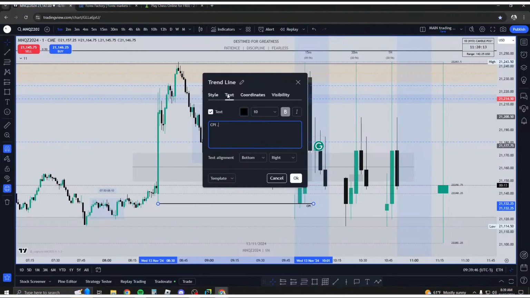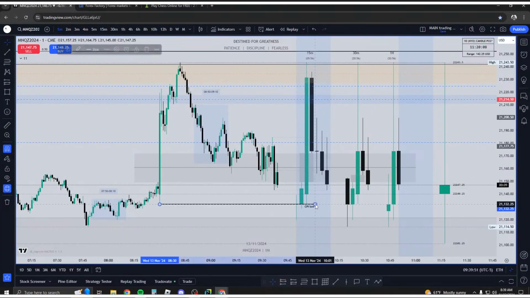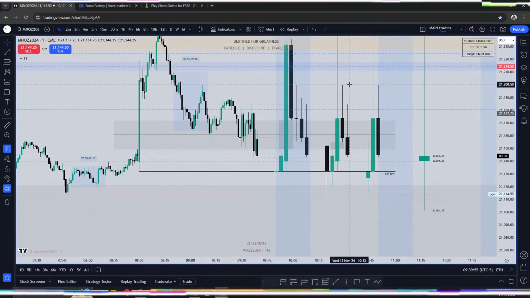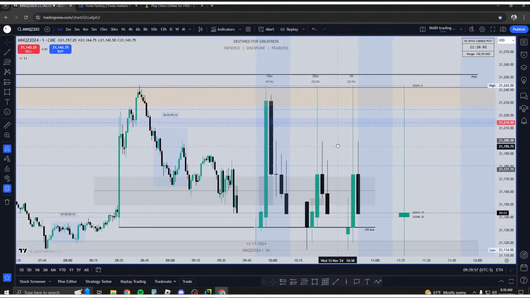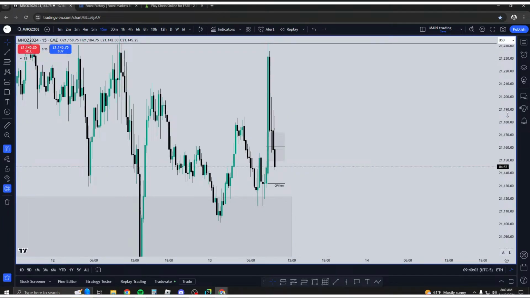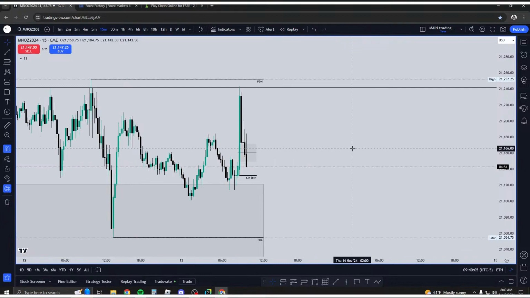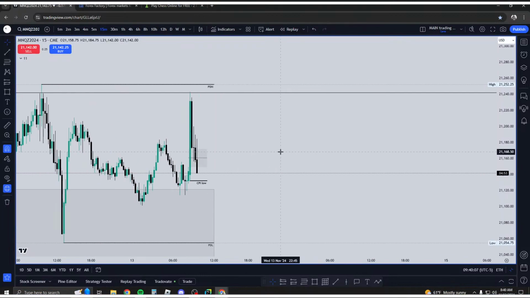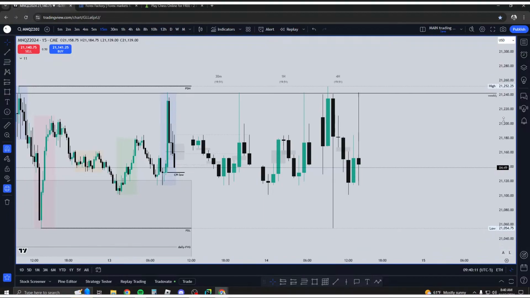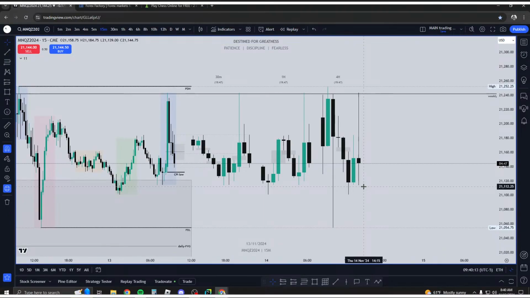Here's the CPI lows. CPI low at, I'll put it at the 11 o'clock hour. Alright, so let's see how we look. How are we looking here on the 4-hour time frame? Okay, so we're pretty bearish.